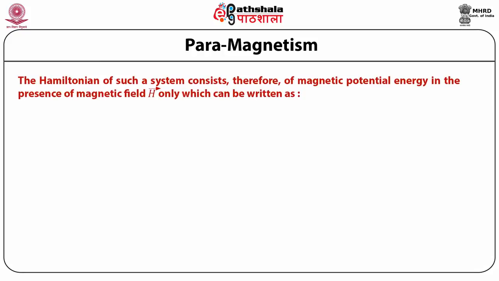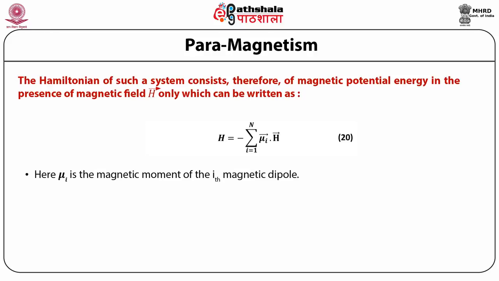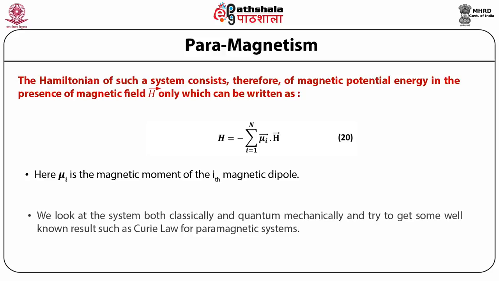Since the spins are localized, they have no kinetic energy. Paramagnetism. The Hamiltonian of such a system consists, therefore, of magnetic potential energy in the presence of magnetic field H only, which can be written as H = -Σ(i=1 to n) μᵢ·H. Here, μᵢ is the magnetic moment of the ith magnetic dipole.